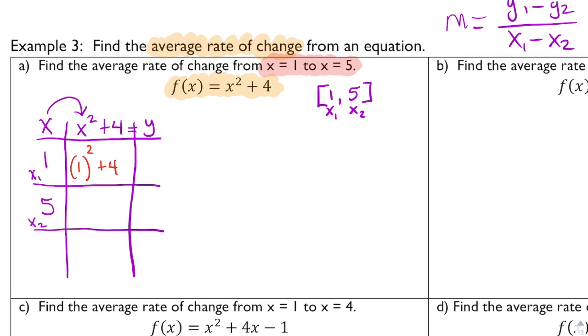And I'm going to do that same thing with the 5. It's also the input, so I input it in for x. So 5 squared plus 4. Now you're going to put each of those into your calculator. And when you get the answer, you're going to put it over in that final column. So go ahead and pause the video and input that into your calculator.